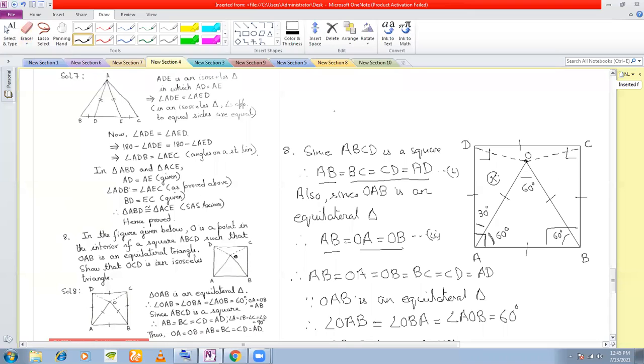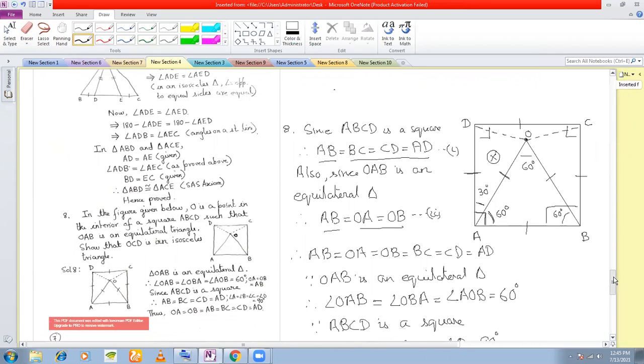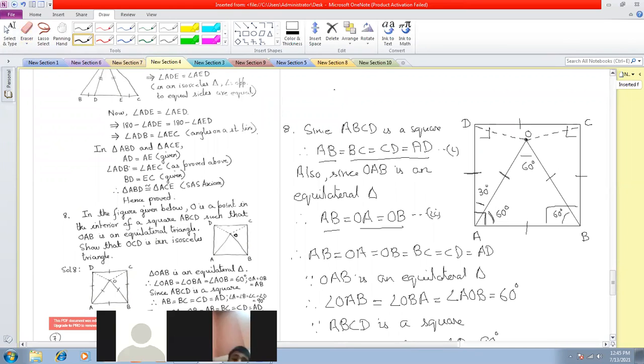Look at this triangle. In this triangle, these two lengths are equal, OA and AD. That means this triangle is an isosceles triangle, right? If OA and OD are equal, this must be an isosceles triangle. And if this is an isosceles triangle, that means opposite to equal sides must have equal angles.